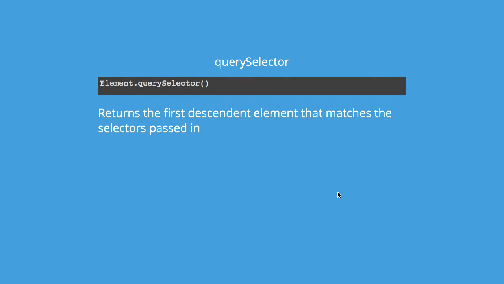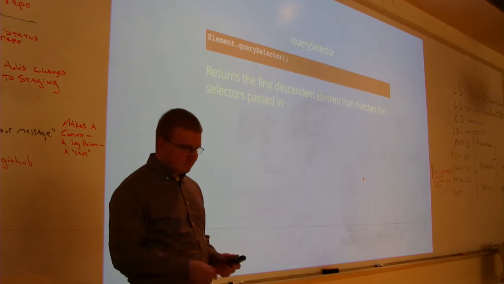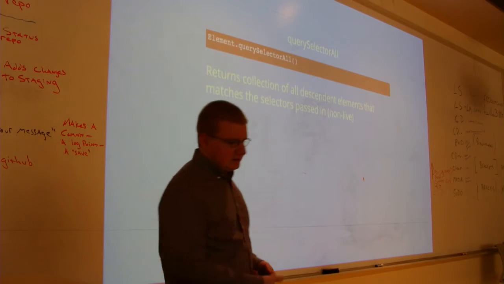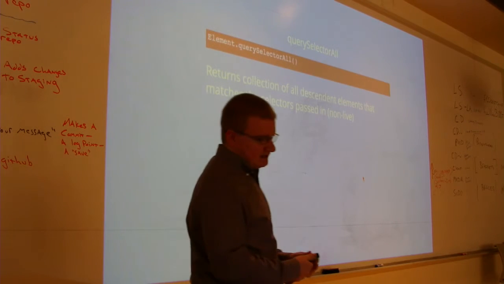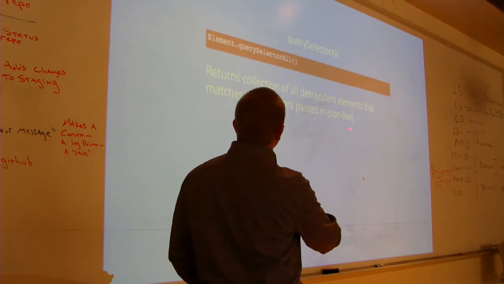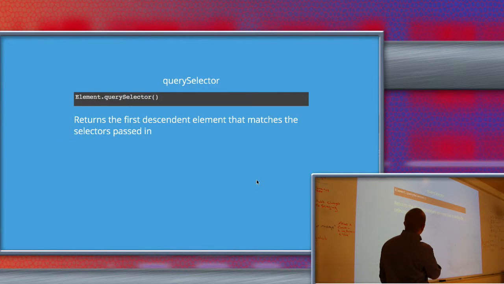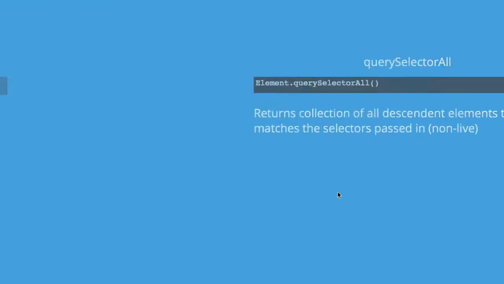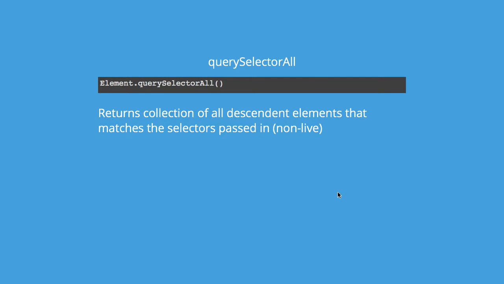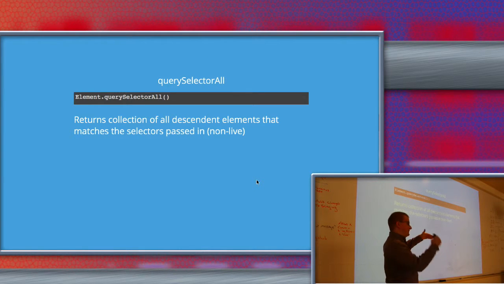All right, query selector returns the first descendant element that matches the selectors passed in. We've used that before. Query selector all returns a collection of descendant elements that matches the selectors passed in. And these are non-live, so that means if the descendants of that element change after I make this call, that array is not going to change. It's going to still have those elements that were there when I made the function call. And on both of these, they're methods of the element object. So a lot of times I'll do document.querySelector and document.querySelectorAll, but I can also call that on descendant elements, and then that will scope that search to that point in the tree and down.